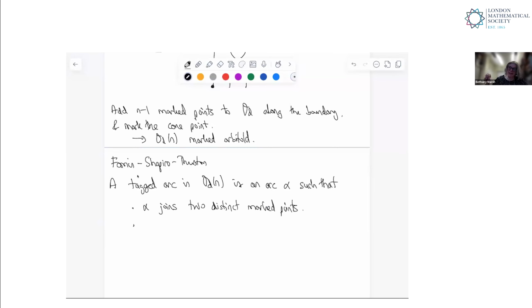And it can't just be a boundary arc. So it can't just join 2 adjacent boundary marked points and be pullable to the side, isotopic to a path along the boundary. So alpha is not isotopic to a boundary arc between marked points, adjacent marked points.